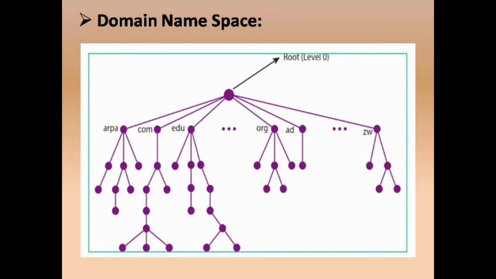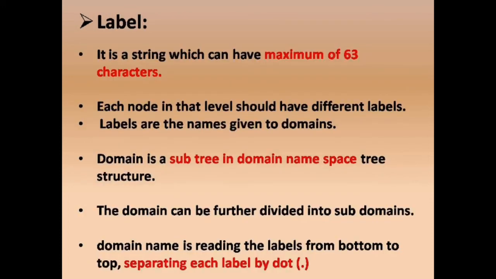So domain namespace follows hierarchical namespace. That is, some particular order will be followed. So all the computers are connected as nodes in a tree-like structure. A domain namespace consists of two parts: one is the label, another one is the domain name. First is the label. A label is a string which can have a maximum of 63 characters. We may use 63 characters for labeling the domain space. Each node in a level should have a different label because the labels are the names given to the domain name.